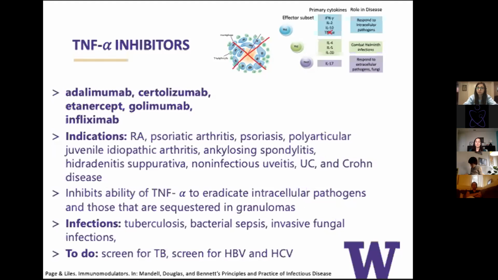The indications for these TNF inhibitors are very broad. They include rheumatoid, psoriatic, juvenile arthritis, psoriasis, ankylosing spondylitis, HS, uveitis, UC, Crohn's disease. So it's very likely that at some point in your career, you're going to see a patient on a TNF alpha inhibitor. So what do you need to do for these patients?